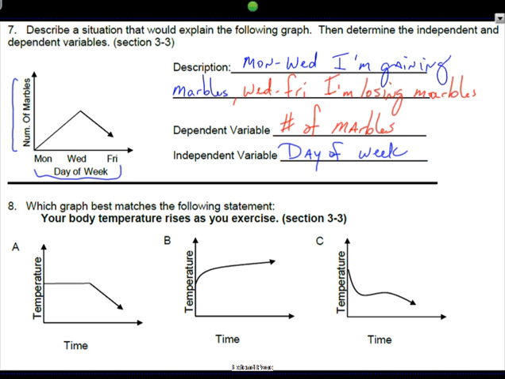Our next graph says, which graph best matches the following statement? Your body temperature rises as you exercise. This one, it is constant, and then it decreases. It can be this one. This one starts here and goes up and continues to increase. It increases very slowly. So that's a possibility. This last one shows it going down, decreasing. Well, it says our temperature is rising, so it would be choice B.